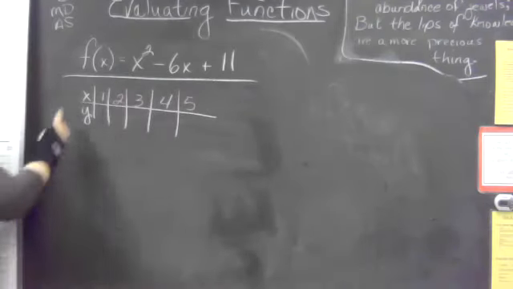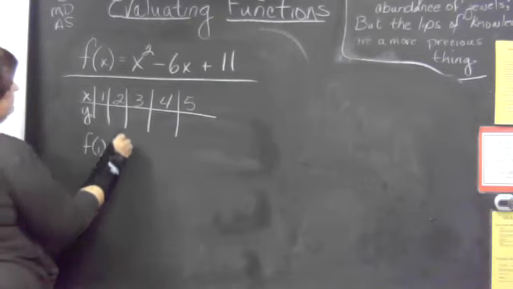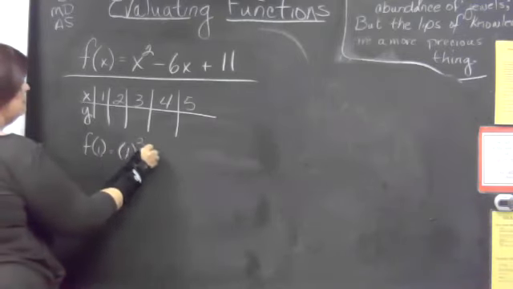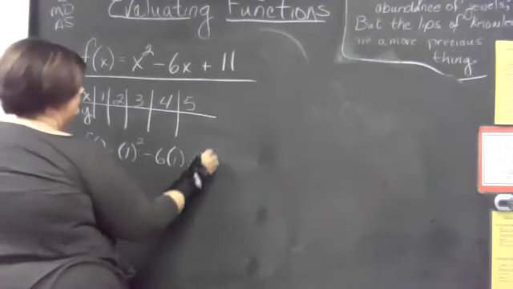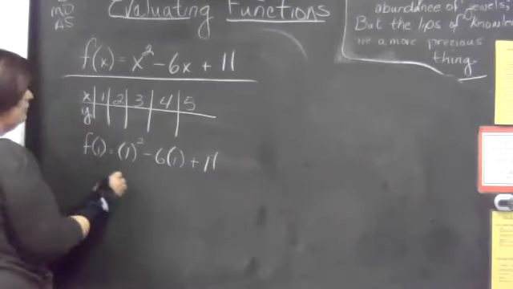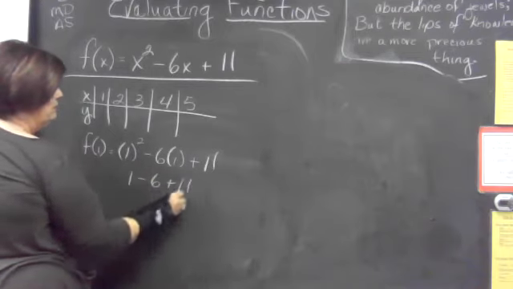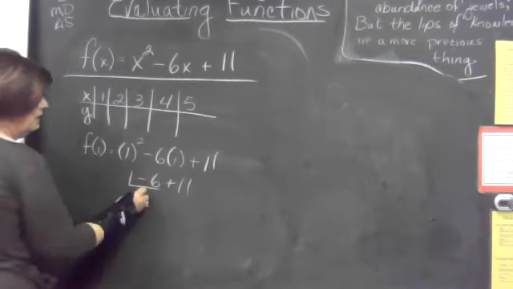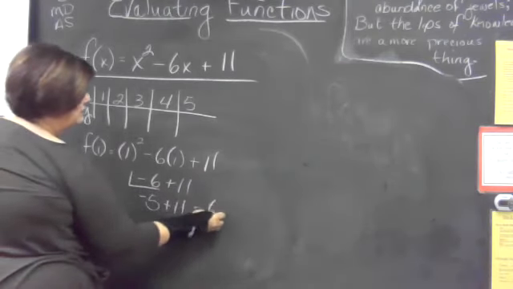Okay, so we're going to fill these in. This says to take this, I want to do f of 1. That means I'm going to plug in 1 squared minus 6 times 1 plus 11. 1 squared is 1 minus 6 plus 11. Negative 5 plus 11 equals 6.